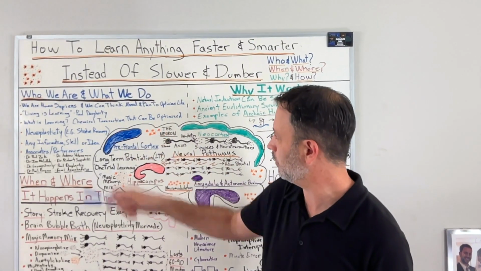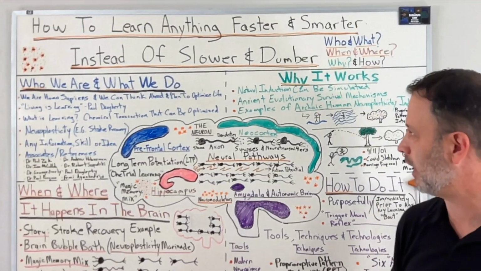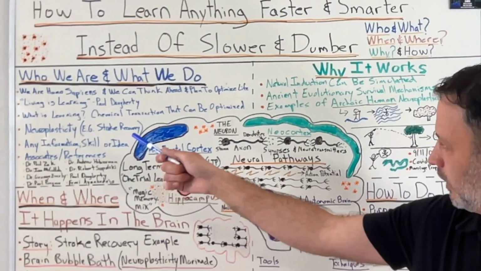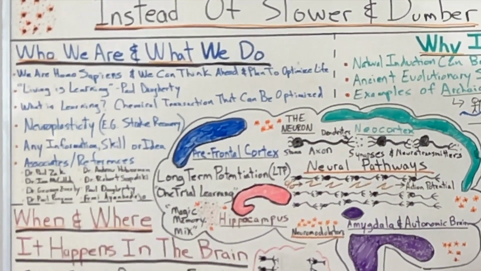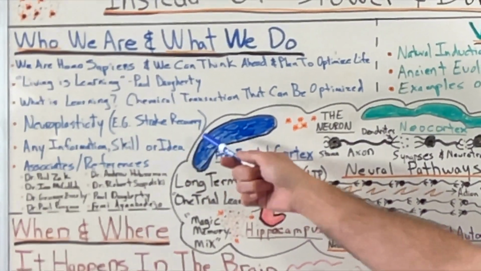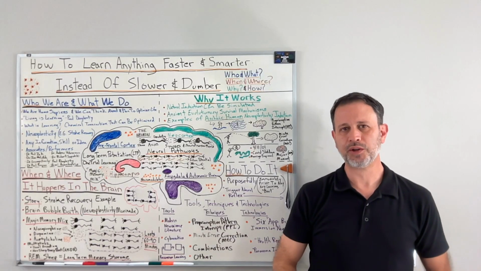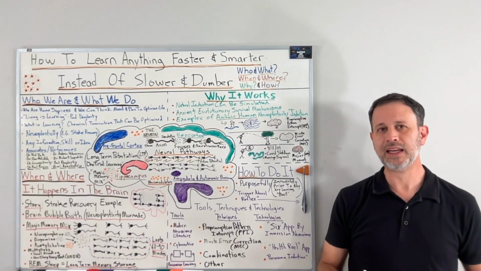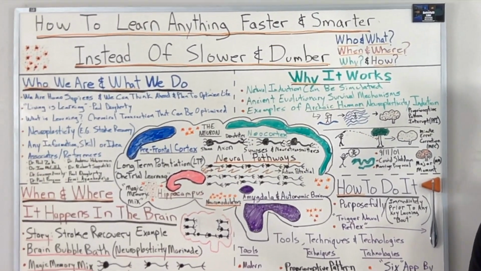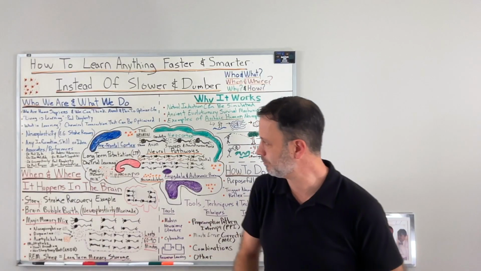Who we are and what we do. We're Homo sapiens. We can think ahead and we plan to optimize our lives. We live, and living is learning. What is learning? As I said, it's a chemical transaction that can be optimized. Neuroplasticity we've already covered for stroke recovery as the example. What can you learn when your brain is in this state of neuroplasticity? It could be any information, skill, or idea, as referenced there.